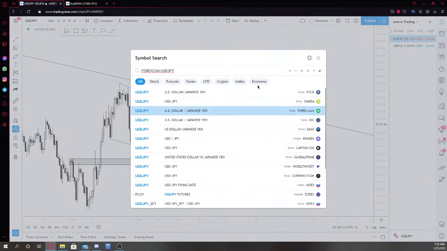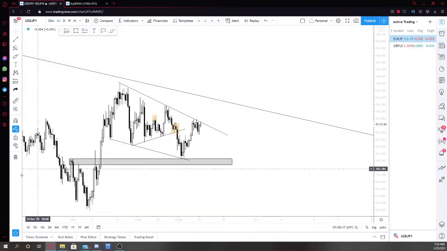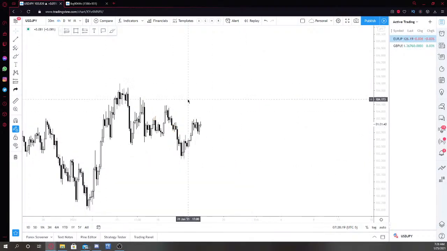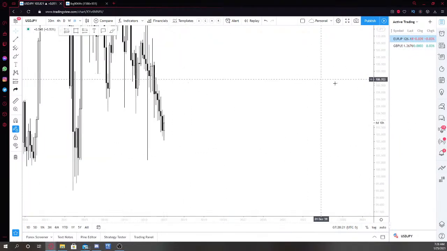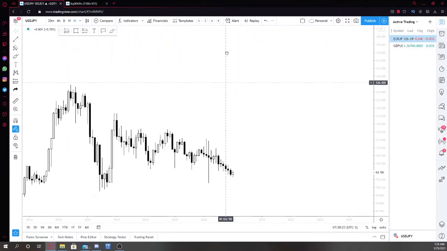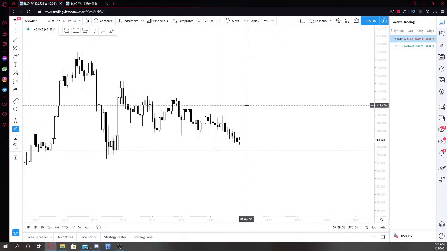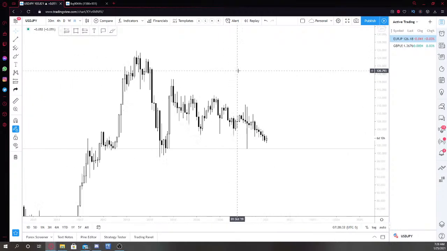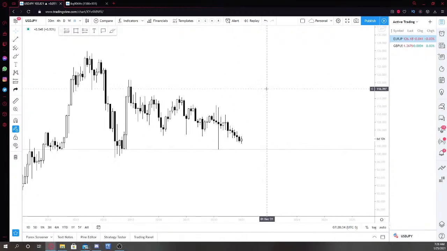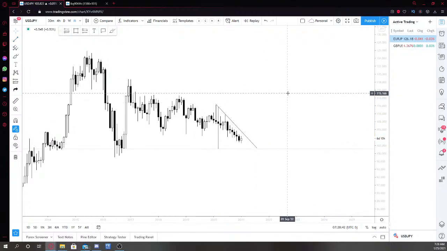Okay, and let's just do a quick full markup with this. Let's just delete everything and then go to the monthly. Okay, here there's not much on the monthly to do. We have this demand zone down there, but other than that, nothing of interest here. You got this downtrend that you can draw, which will look nicer on the lower time frame. Let's go down to weekly.